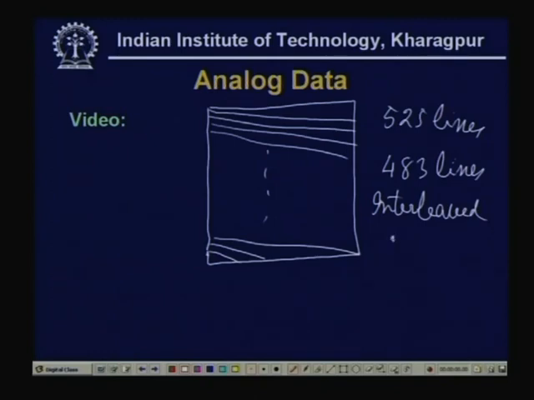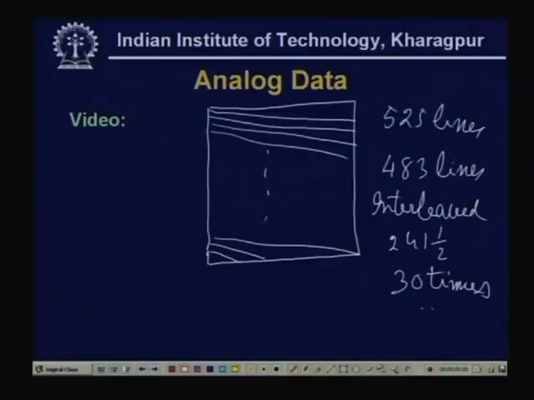That means 241 and a half times it is repeated, twice it is repeated, and it is repeated 30 times a second to make it visible on the screen. That means, for the sake of retentivity of the eye, the repetition rate should not be less than 30 times, otherwise the image will not appear to be stationary.